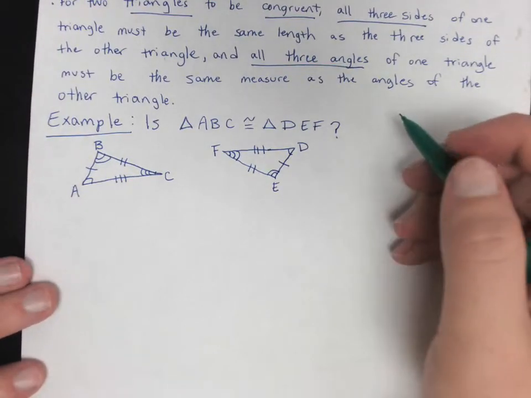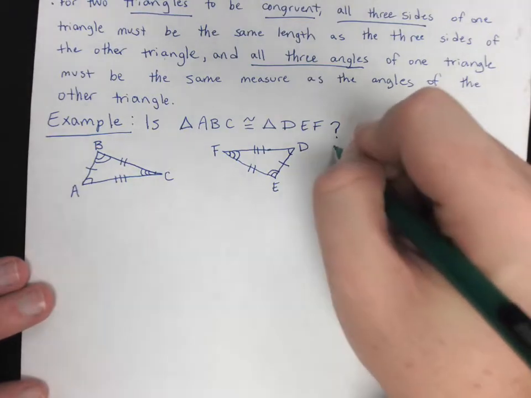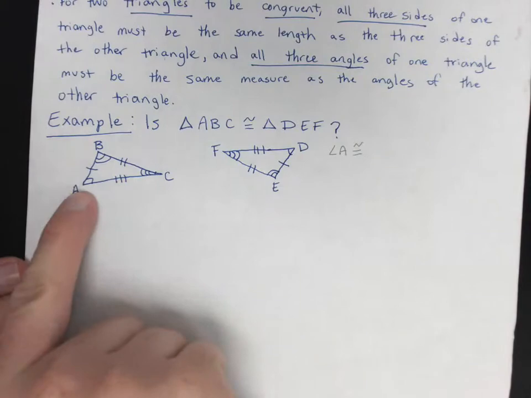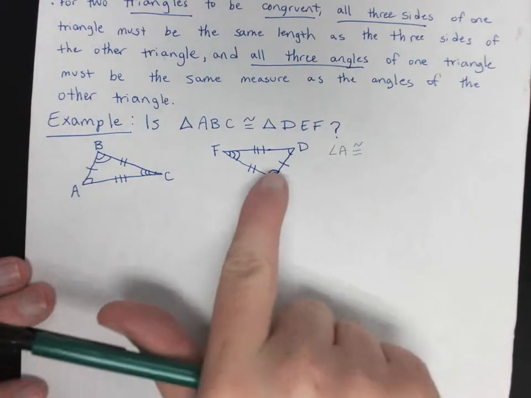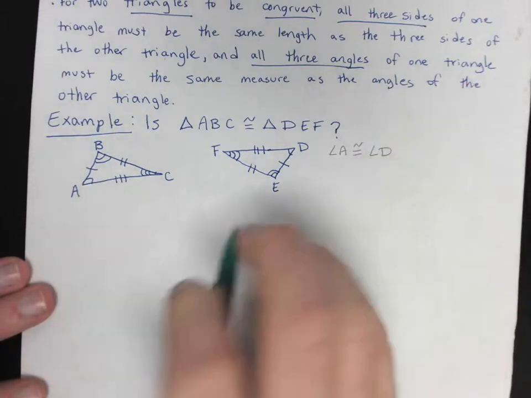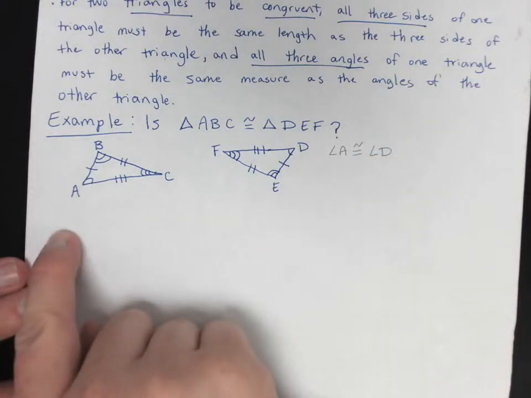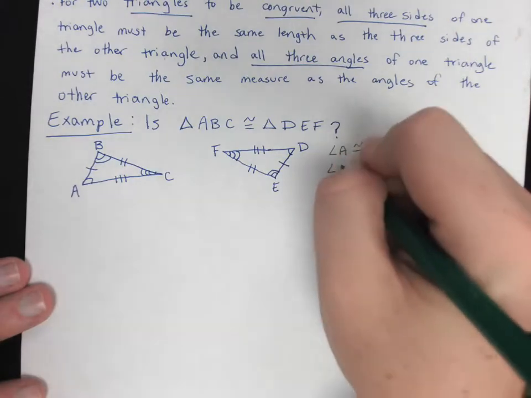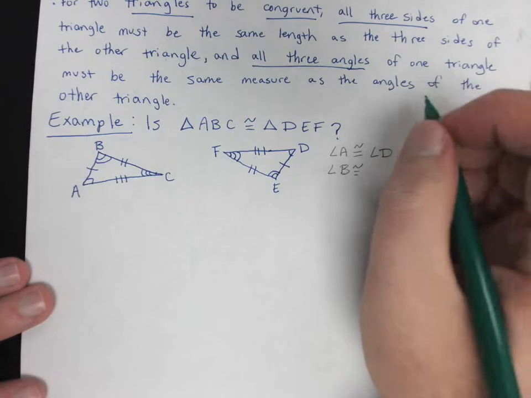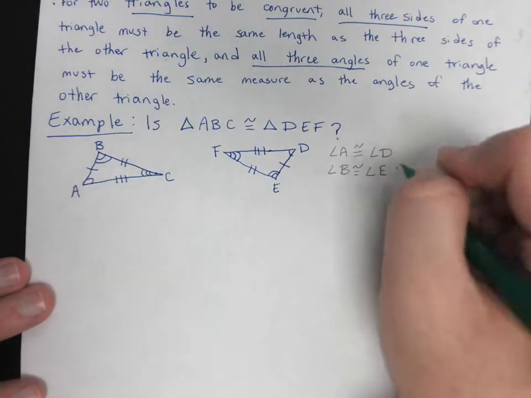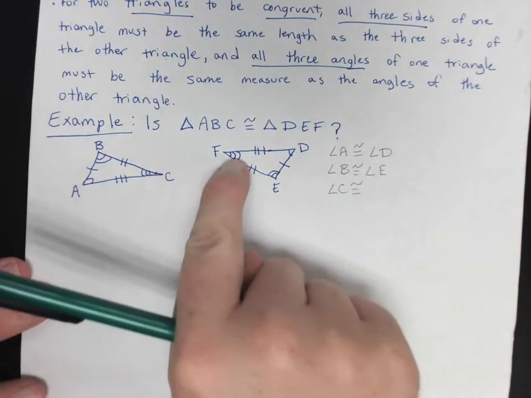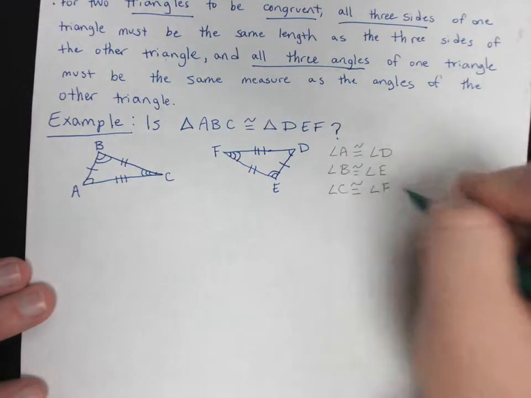So let's start with our angles. Does angle A have a partner that it is congruent with? Well, let's see. Angle A has one arc in it. If I look over here, angle D has one arc in it. So angle A and angle D are congruent. Next, let's move to angle B. Angle B has two arcs in it. Let's see if there is a partner for B. Yes, angle E has two arcs in it. And angle C would be last, which y'all probably figured out by now. Three arcs. So angle C and angle F are congruent.